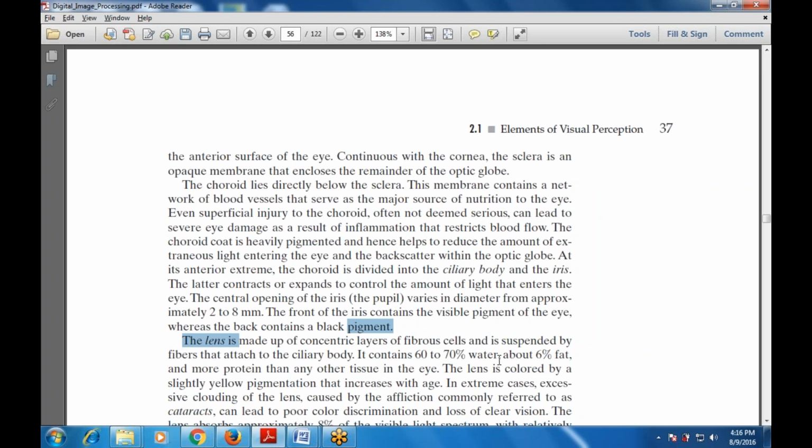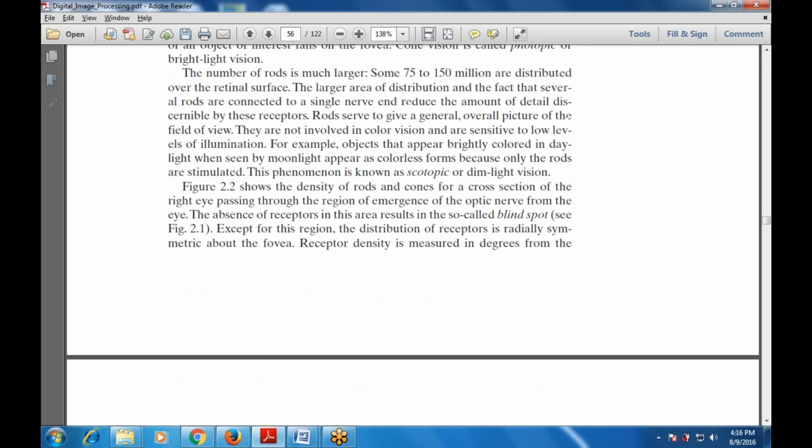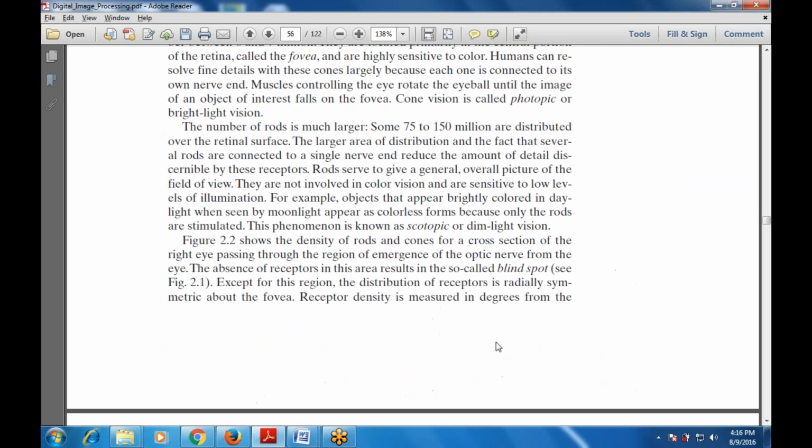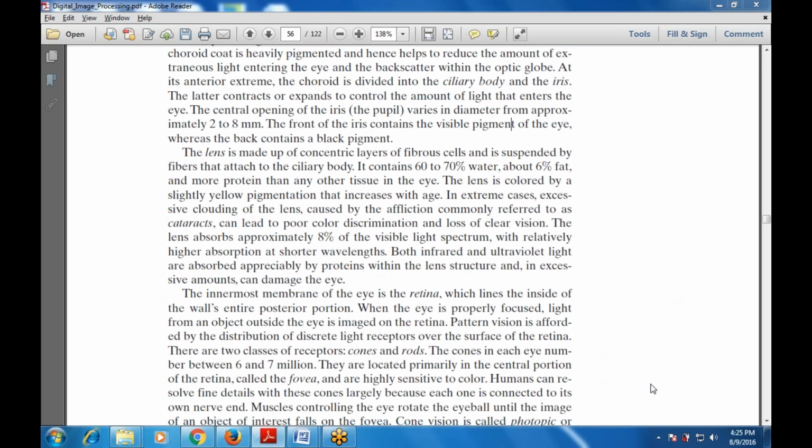So just do one thing, read only this part because 3 paragraphs are left for this one. Just read these paragraphs that we have covered.